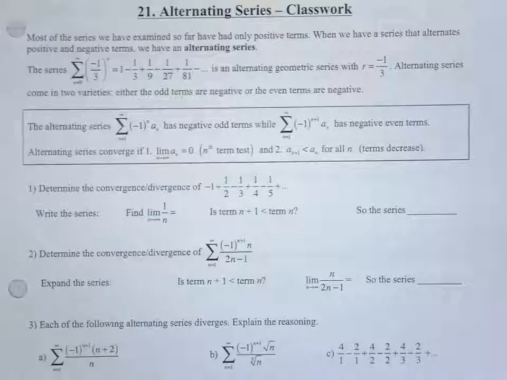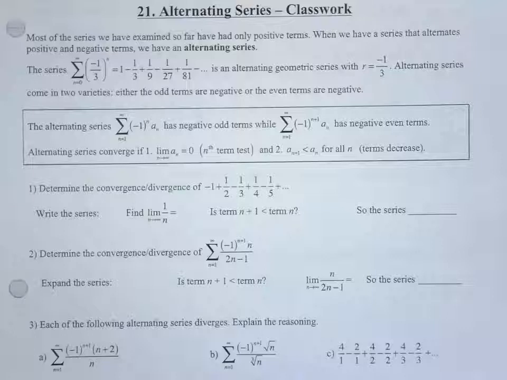Today we're going to talk about a specific type of series and how to find out whether it converges or diverges, and actually also find out a range in which the sum can fall. So these specifically only apply to alternating series.